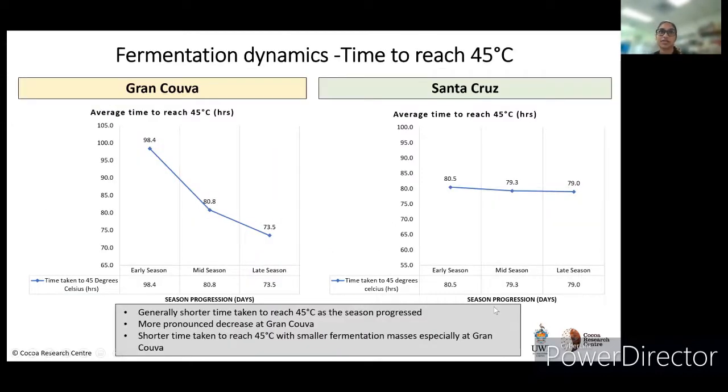Switching now to the fermentation dynamics, and specifically the time taken for the fermentation mass to reach 45 degrees Celsius. There was a generally shorter time taken to 45 degrees as the season progressed, with a more pronounced decrease at Grand Couva. We observed a shorter time taken to 45 degrees Celsius with smaller fermentation masses. Grand Couva decreased by 24.9 hours from early to late season, whereas Santa Cruz only decreased by 1.5 hours, with a more consistent volume of wet beans per fermentation mass.